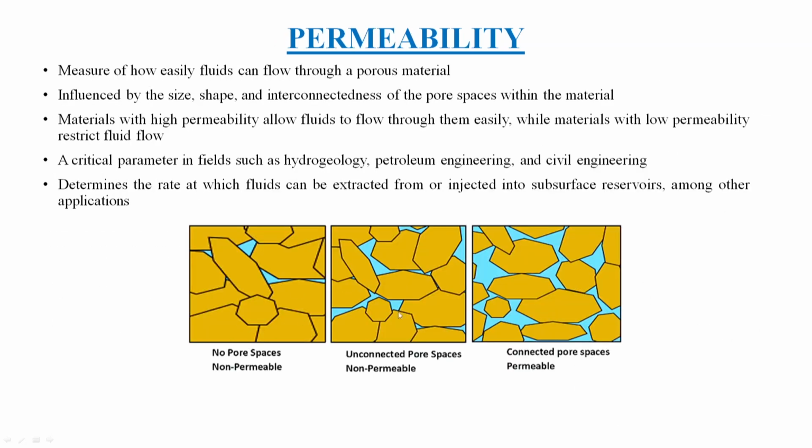Simply like in these three diagrams: here you have no pore spaces, so it is not permeable. Here you have pore spaces, but they are not connected, so that is not permeable again. Now, the third one has pores as well as connections between them, so that becomes a permeable rock, a permeable bed or strata.